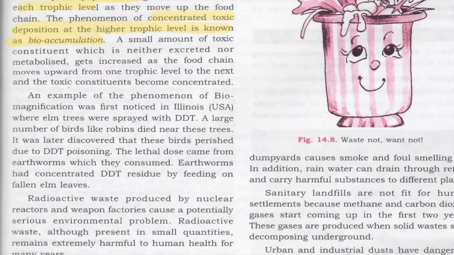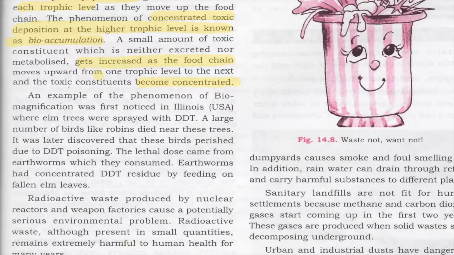Wherever a small amount of a toxic constituent is neither excreted nor metabolized, it gets increased along the food chain. It moves upward from one trophic level to the next trophic level, and the toxic constituents become concentrated.